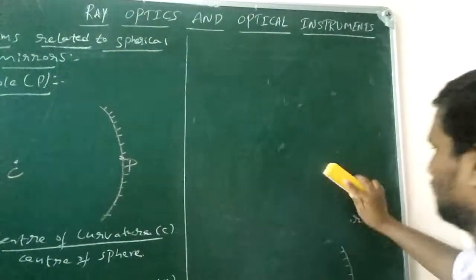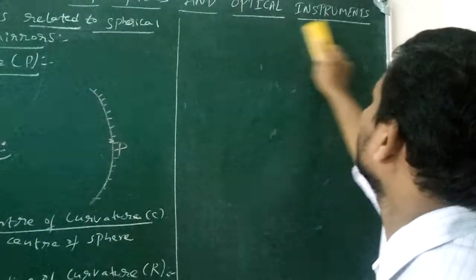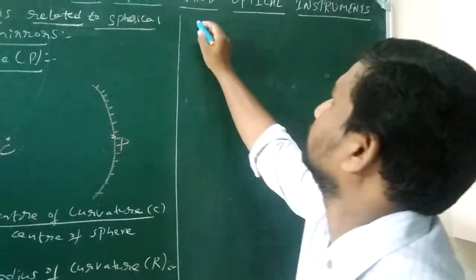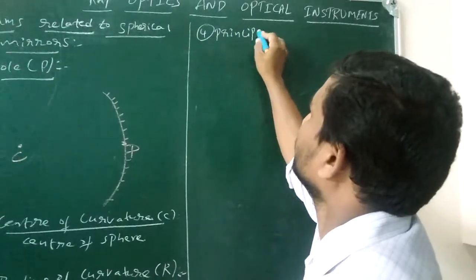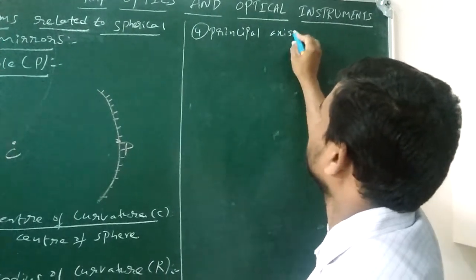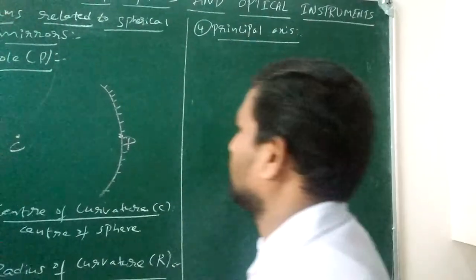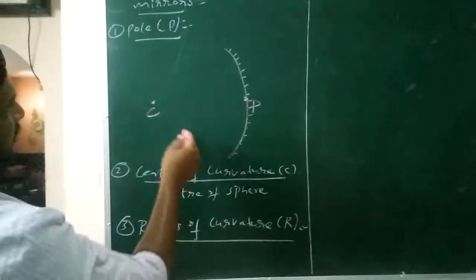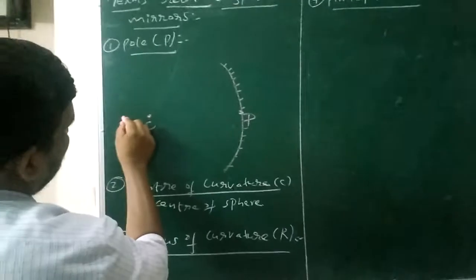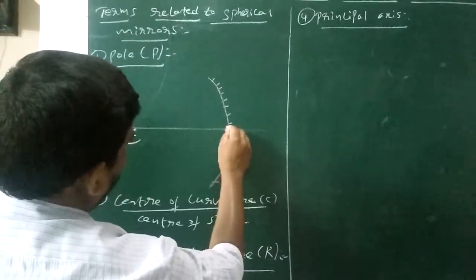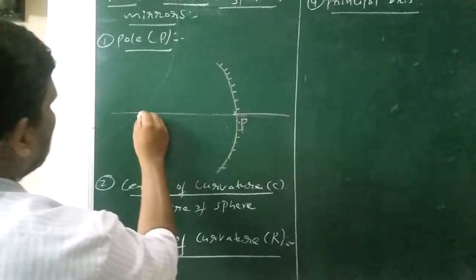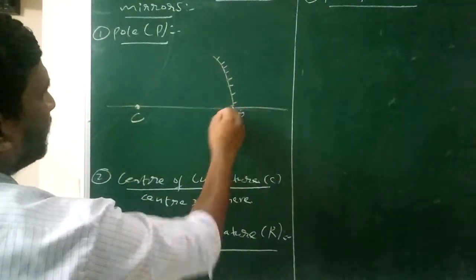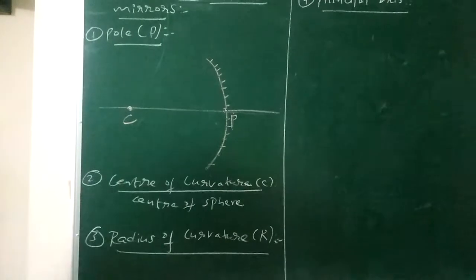Next, the fourth definition is principal axis. The line joining the center of curvature C to the pole of the mirror we can call the principal axis.